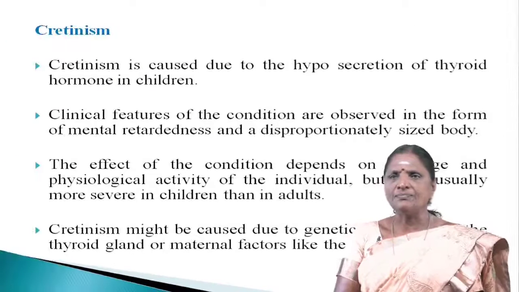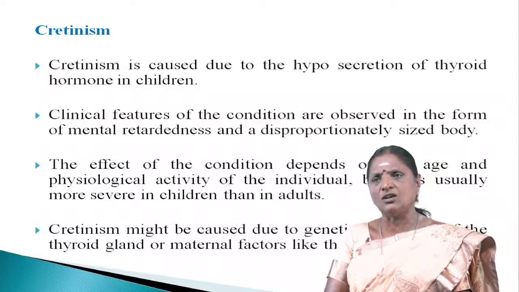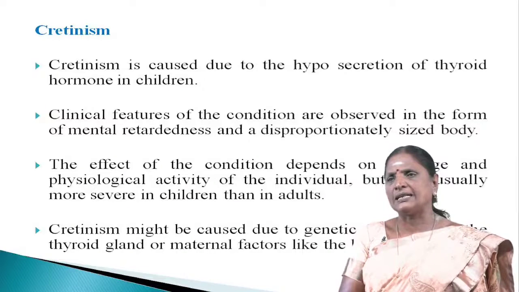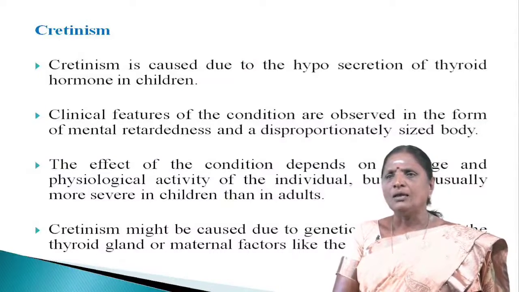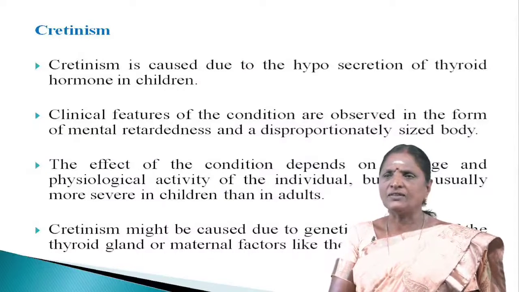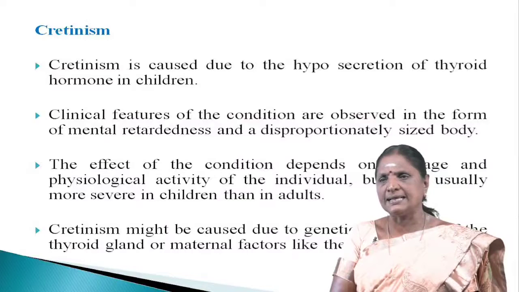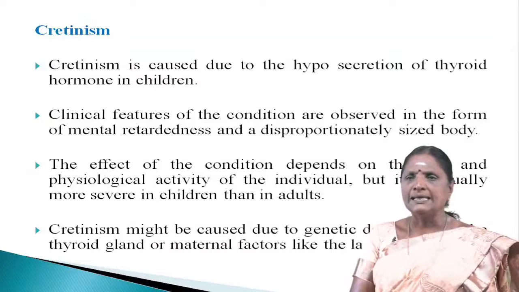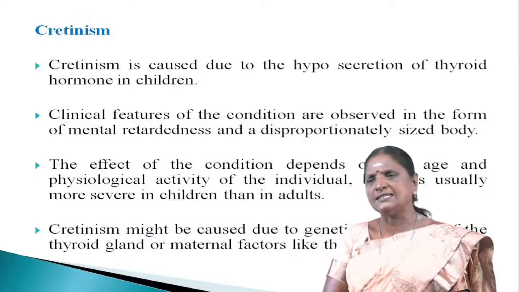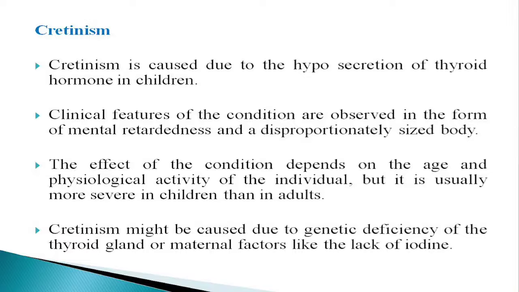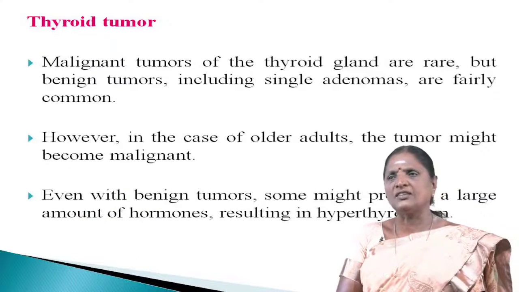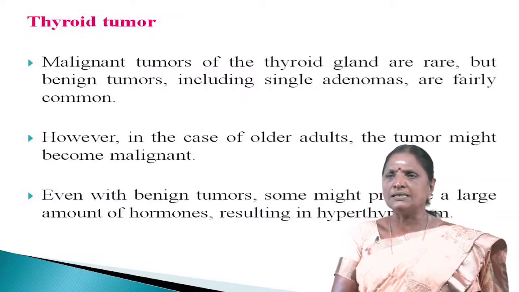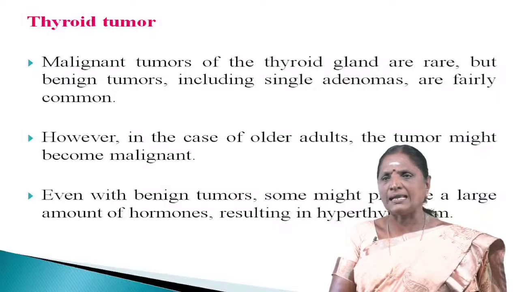Cretinism is caused due to the hyposecretion of thyroid hormone in children. Clinical features of the condition are observed in the form of mental retardedness and a disproportionately sized body. The effect of the condition depends on the age and the physiological activity of the individual, but it is usually more severe in children than in adults. Cretinism might be caused due to the genetic deficiency of the thyroid gland or maternal factors like the lack of iodine.